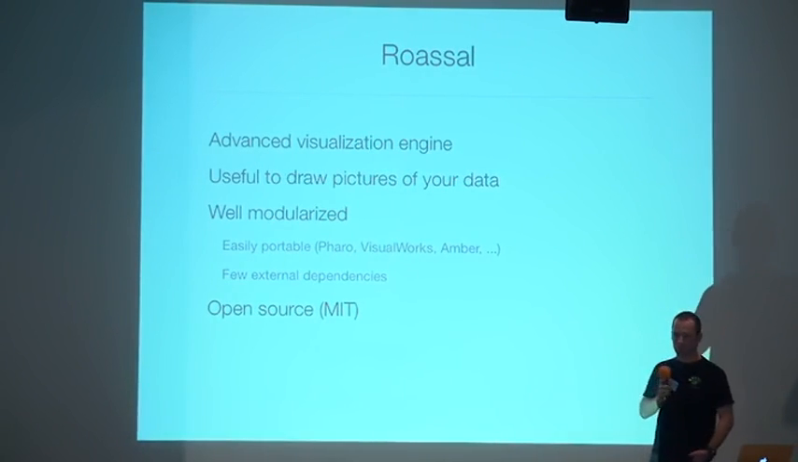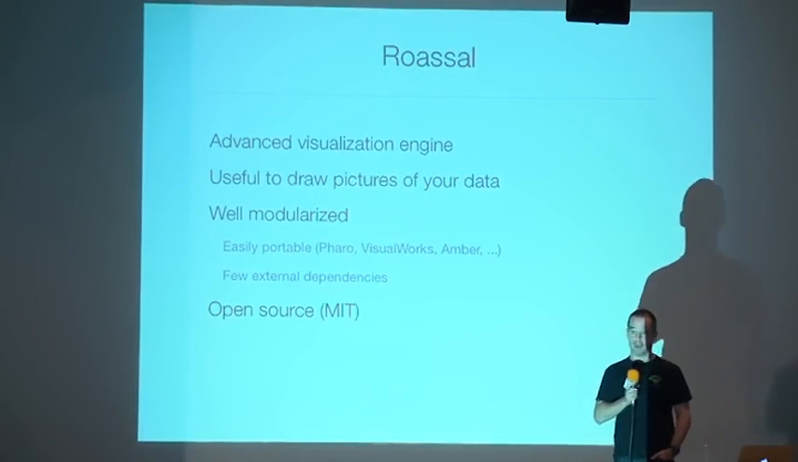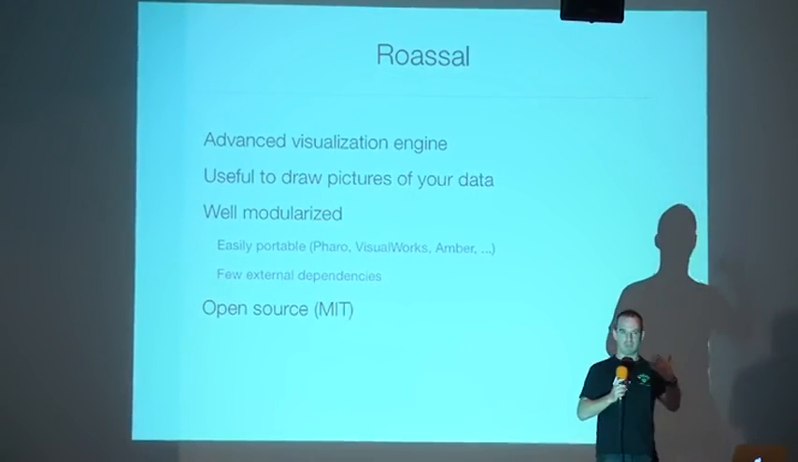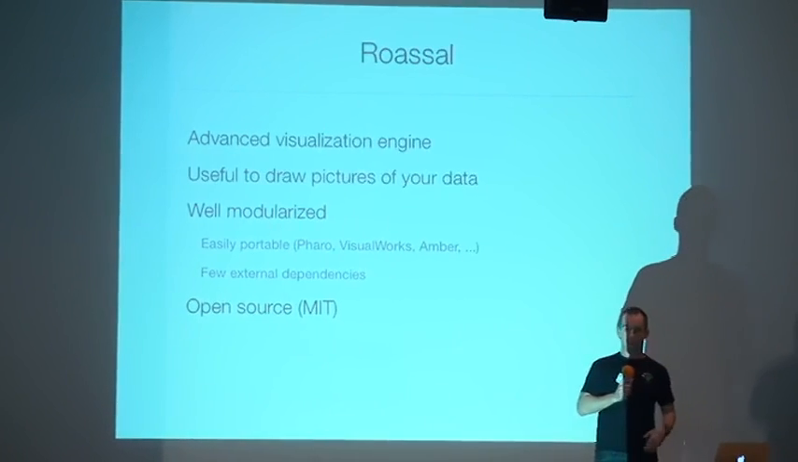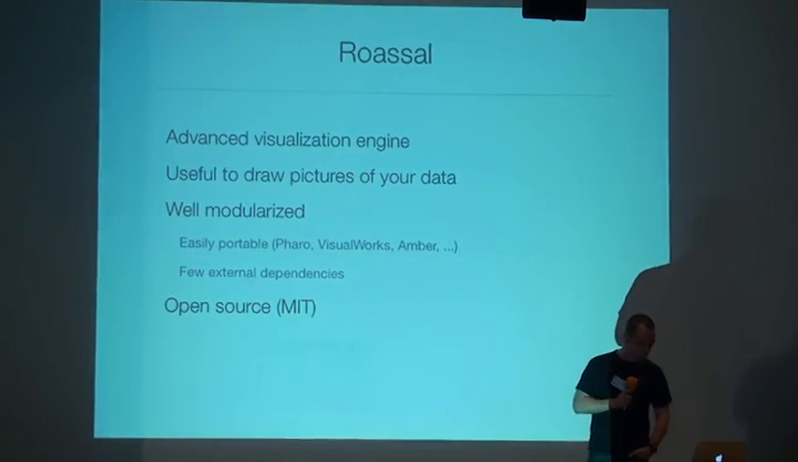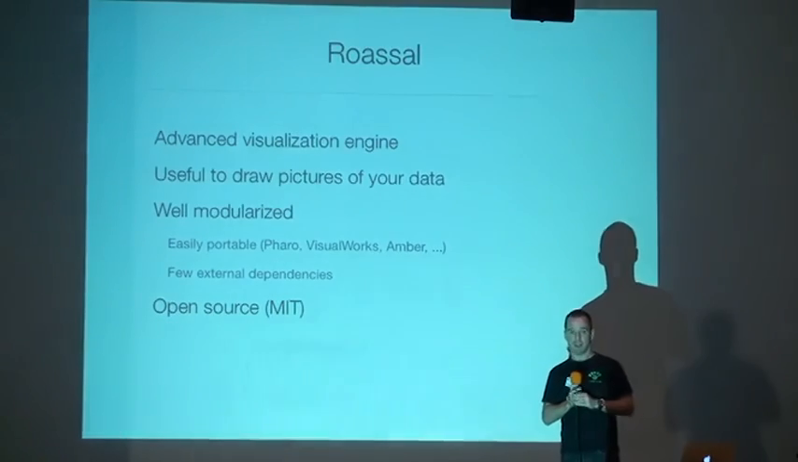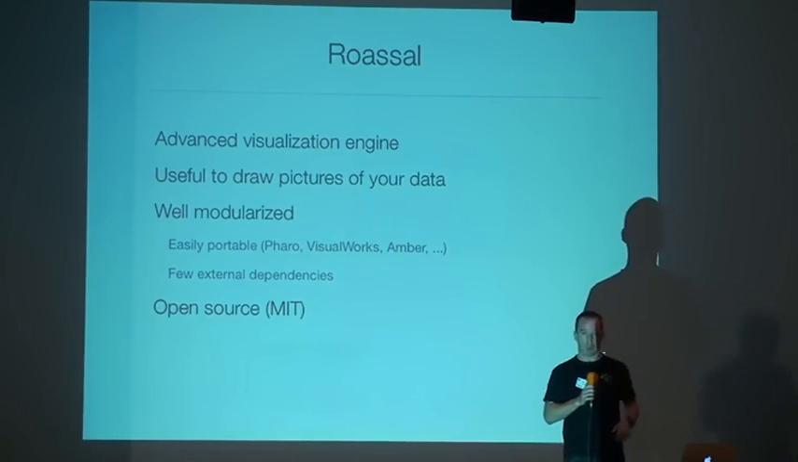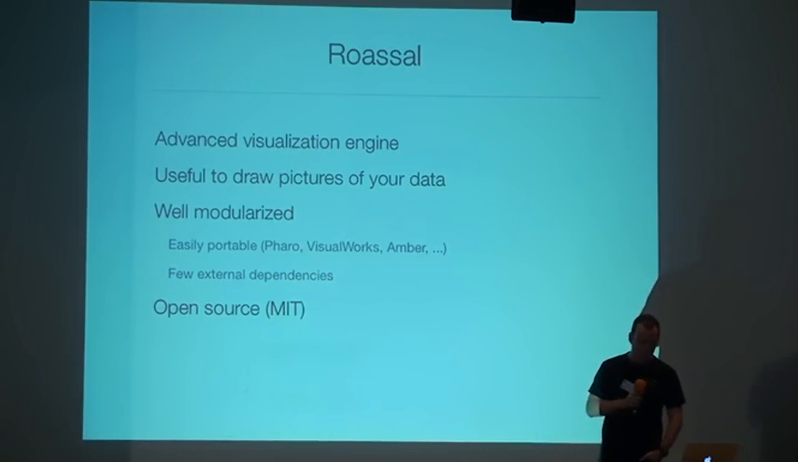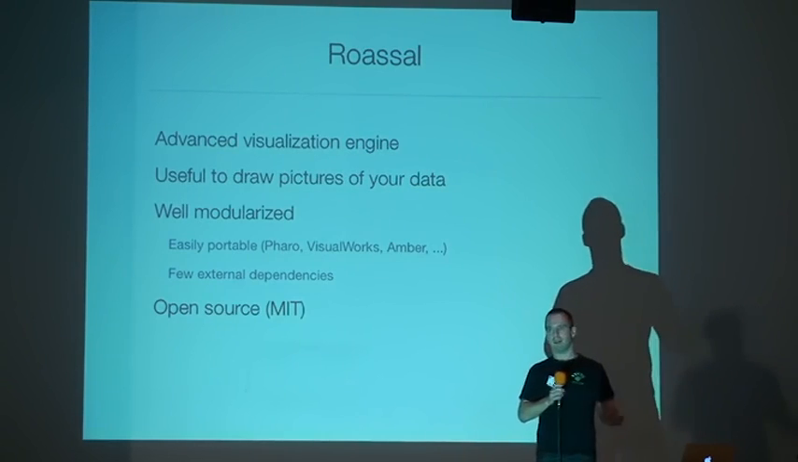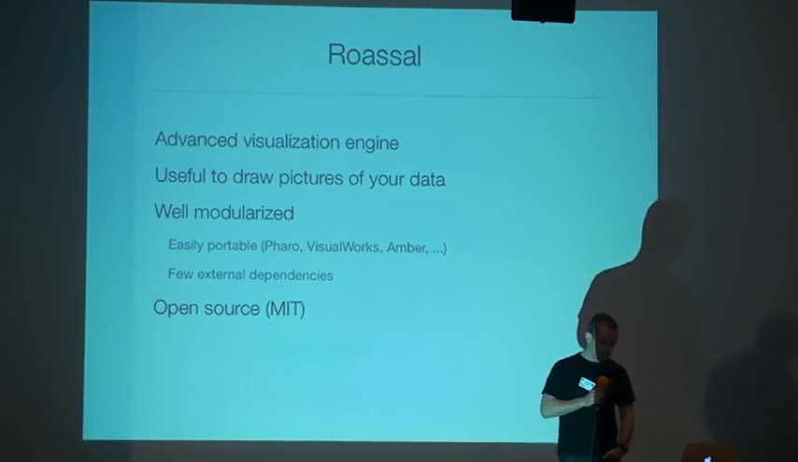This is useful to draw a picture of your objects. As soon as you have a bunch of objects, you can give them a visual shape. And Roassal is well modularized, which means that it is easily portable. It is developed on Pharo, and it works on VisualWorks, from VisualWorks 7.4 until the latest version. It also works on Amber.